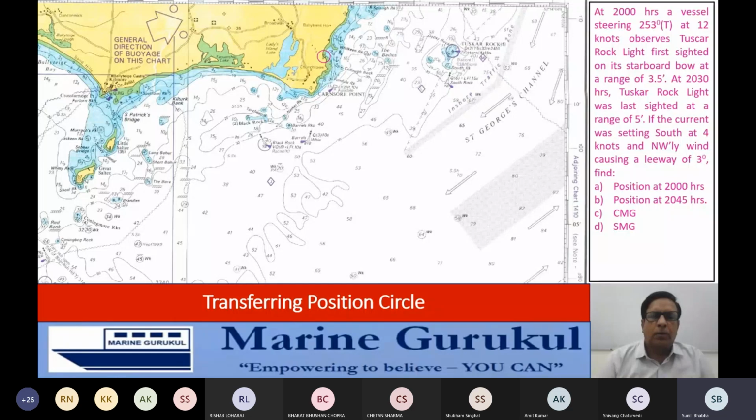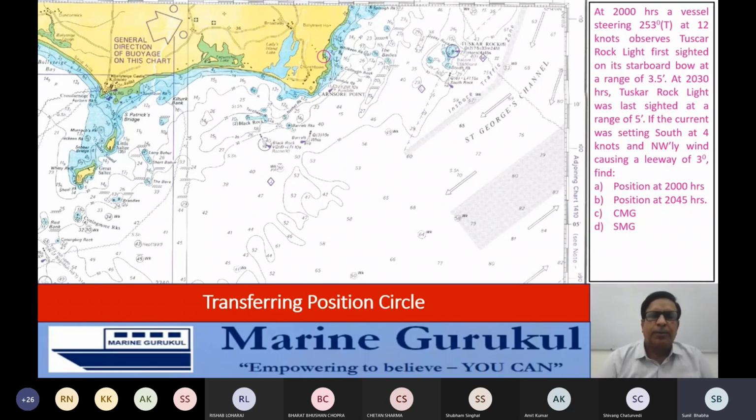So if we want to use running fix in this, we can run up the 2000 hour position circle to 2030 and we can get the positions and the required information. Now, in this case, since we have to allow for both wind and current, as we already know, we first need to allow for wind followed by current.